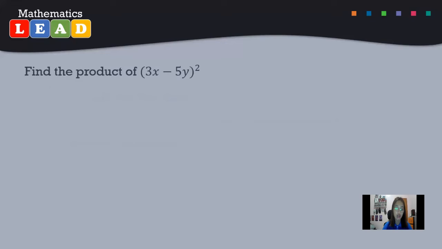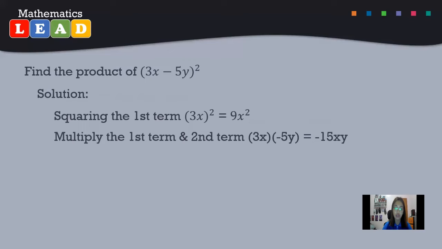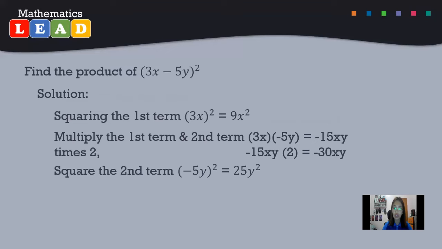So find the product of (3x - 5y) squared. By squaring the first term, we have (3x) squared, which is equal to 9x squared. Then we multiply the first term and the second term, 3x and negative 5y, so we have negative 15xy, times 2, we have negative 30xy. And then square the second term, negative 5y squared. That's why we have 25y squared.